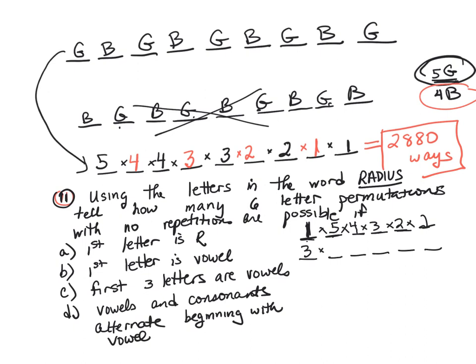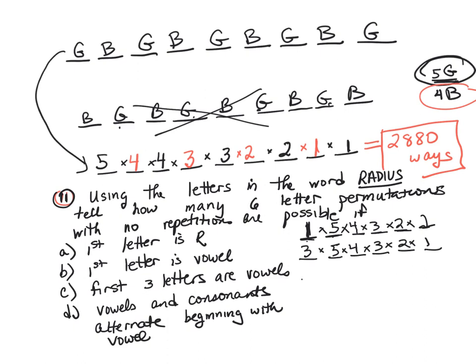There's A, I, and U. But once a vowel is picked, there's still 5 letters to choose from. So we have 5, 4, 3, 2, 1. So the answer would be 3 times 5 factorial.